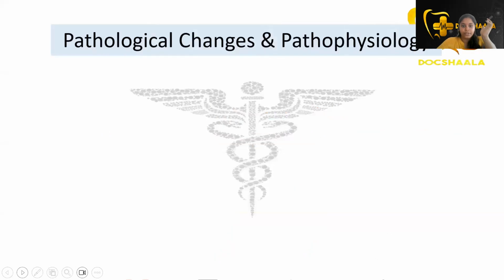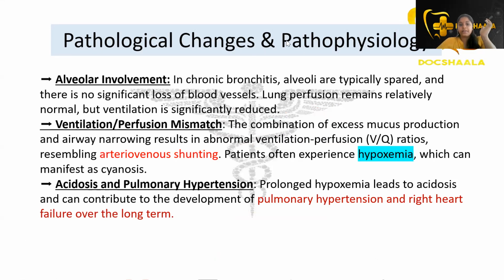Then coming to the alveolar involvement, in chronic bronchitis alveoli are typically spared and there is no significant loss of blood vessels, and lung perfusion remains relatively normal, but ventilation is significantly reduced. Since there is a decrease in ventilation, in combination with excessive mucus production, there is ventilation perfusion mismatch resembling arteriovenous shunting. The patient often experiences hypoxemia, which can manifest as cyanosis.